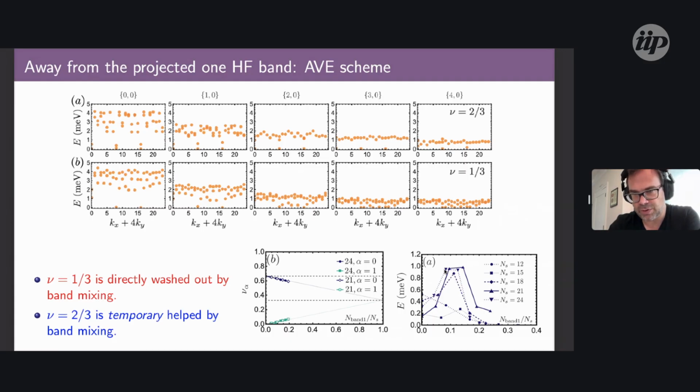So that's a summary, for example, of the gap above the FCI for different system sizes as a function of the truncation, so the number of particles that you allow in the first remote band over the total number of particles. And as you can see, there is almost always a collapse of the FCI. So the outcome of this calculation is, using the model and reasonable parameters, we are not able to stabilize any FCI as soon as you move away from the approximation of working with a single band.